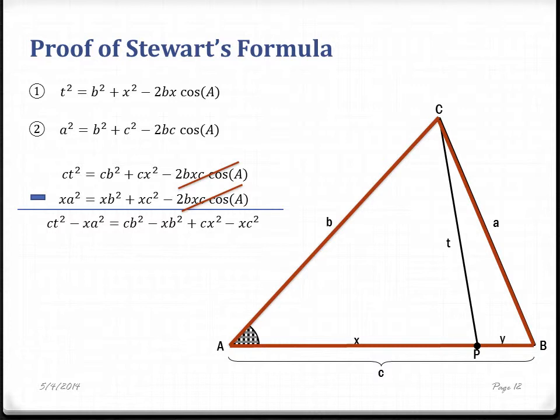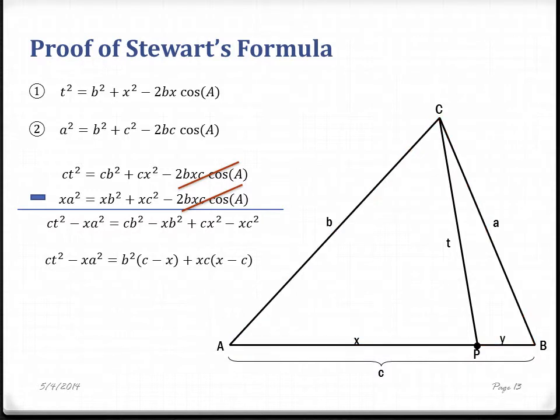So now we have ct squared minus xa squared equals cb squared minus xb squared plus cx squared minus xc squared. We can factor out the like terms on the right-hand side to get ct squared minus xa squared equals b squared times (c minus x) plus xc times (x minus c). Notice in the picture on the right that x plus y equals c, so rearranging this we see that c minus x equals y, and therefore x minus c equals negative y. Substituting these into our current equation, we obtain our desired result.